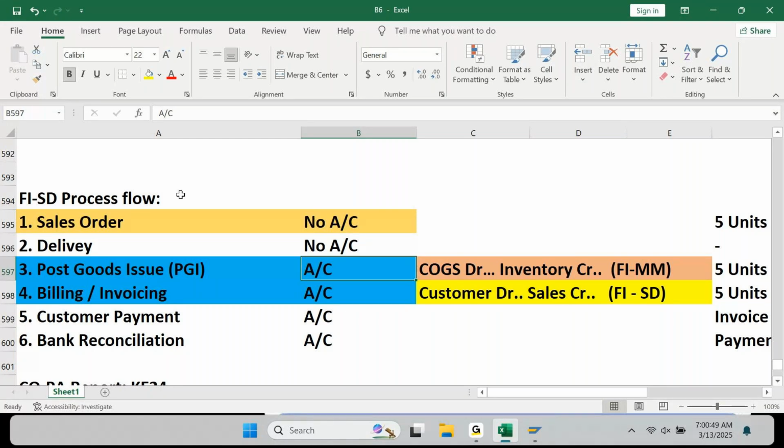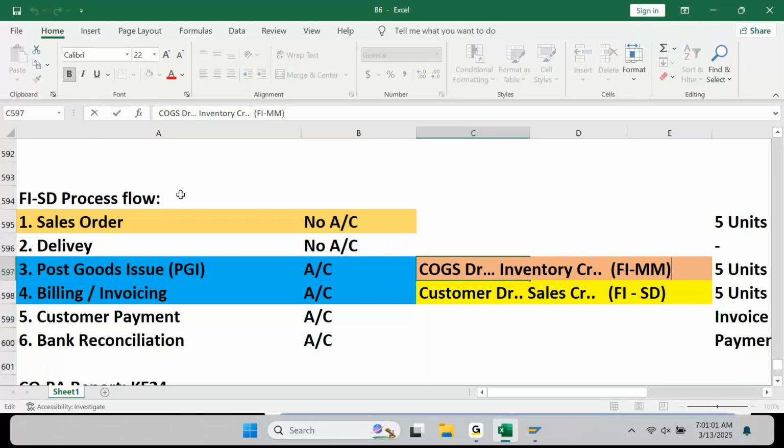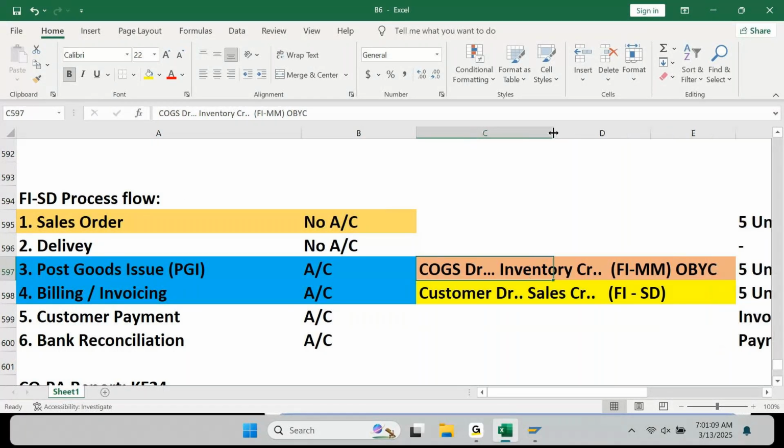Reason: without MM integration, you cannot do any goods movement. Whether goods are coming inside or going outside, without MM integration this is not possible. In short, this is coming from OBYC. And what about billing? VKOA. This is coming from VKOA.